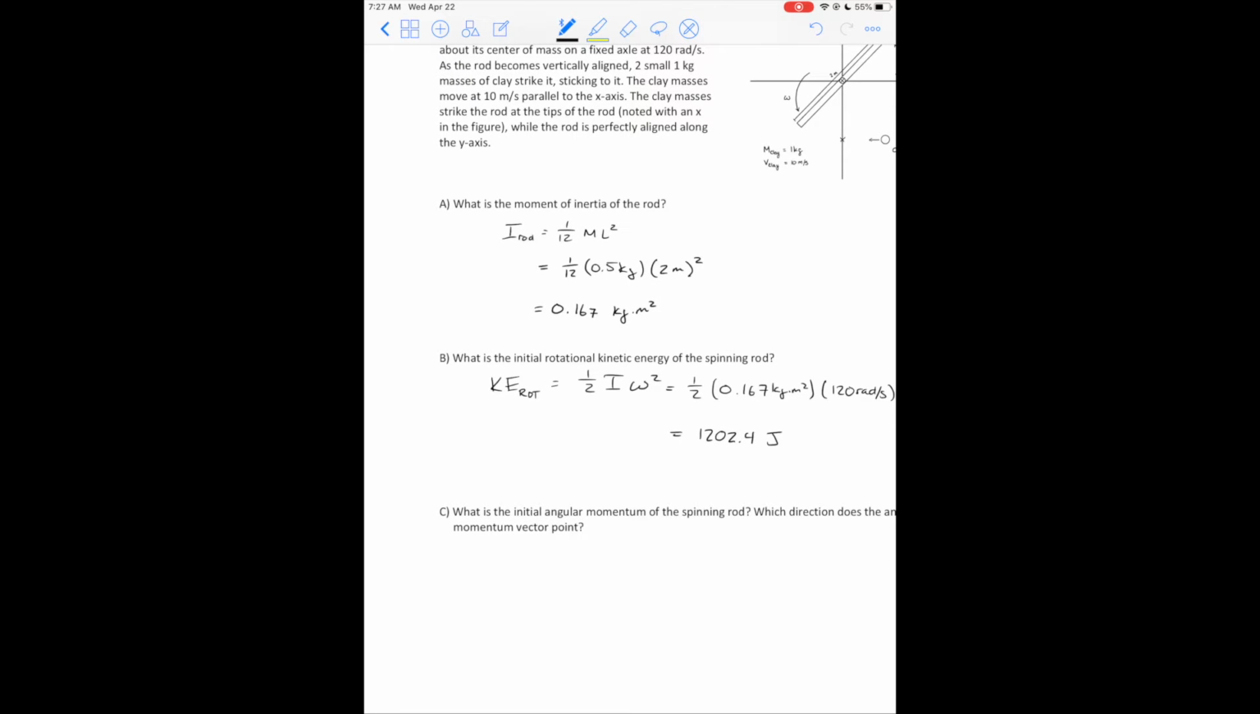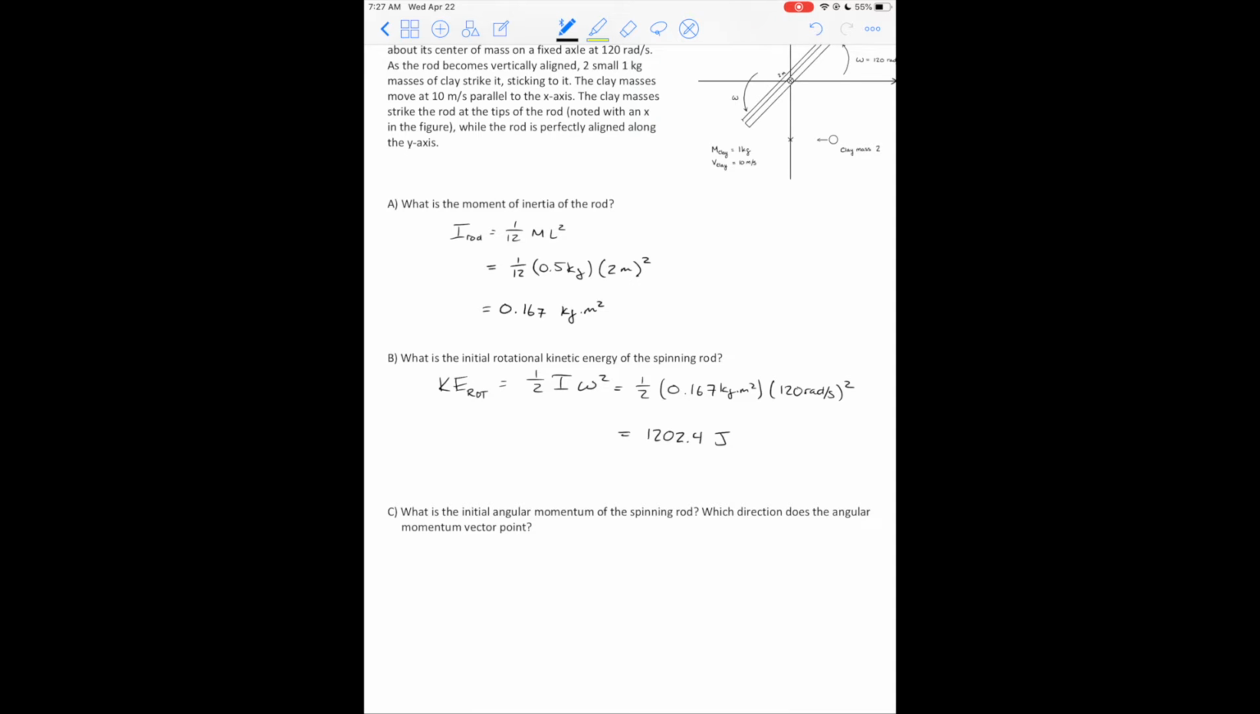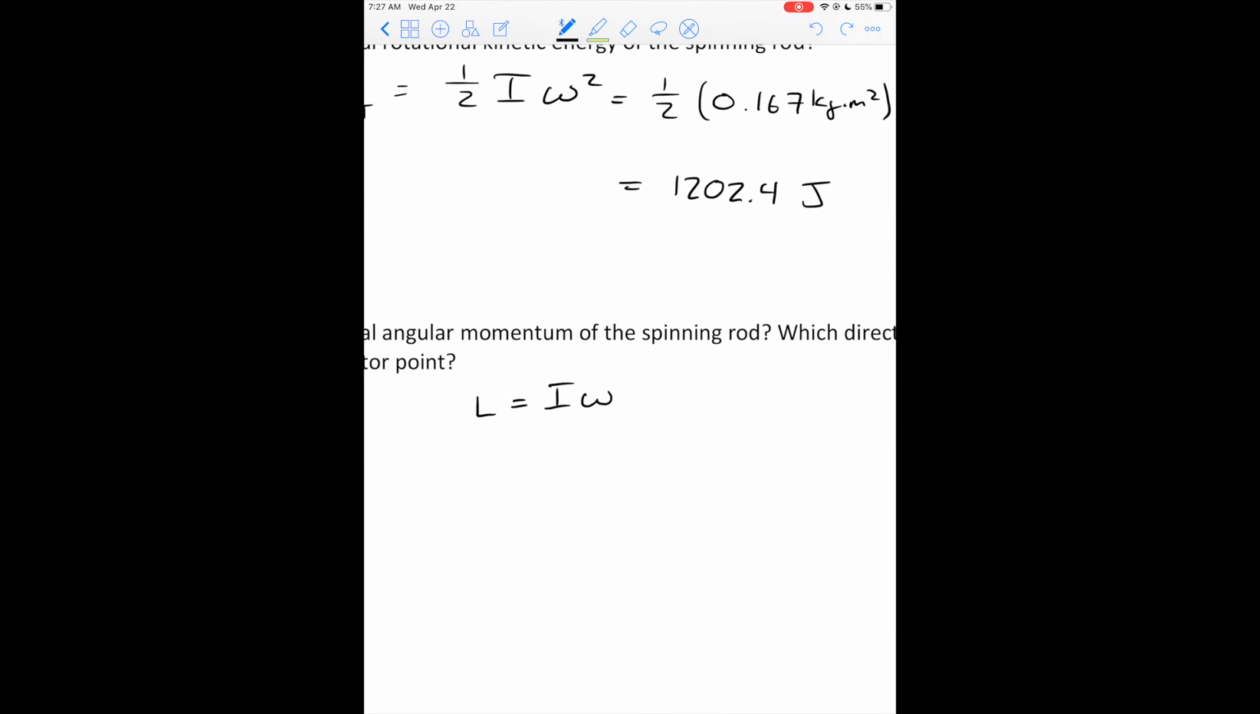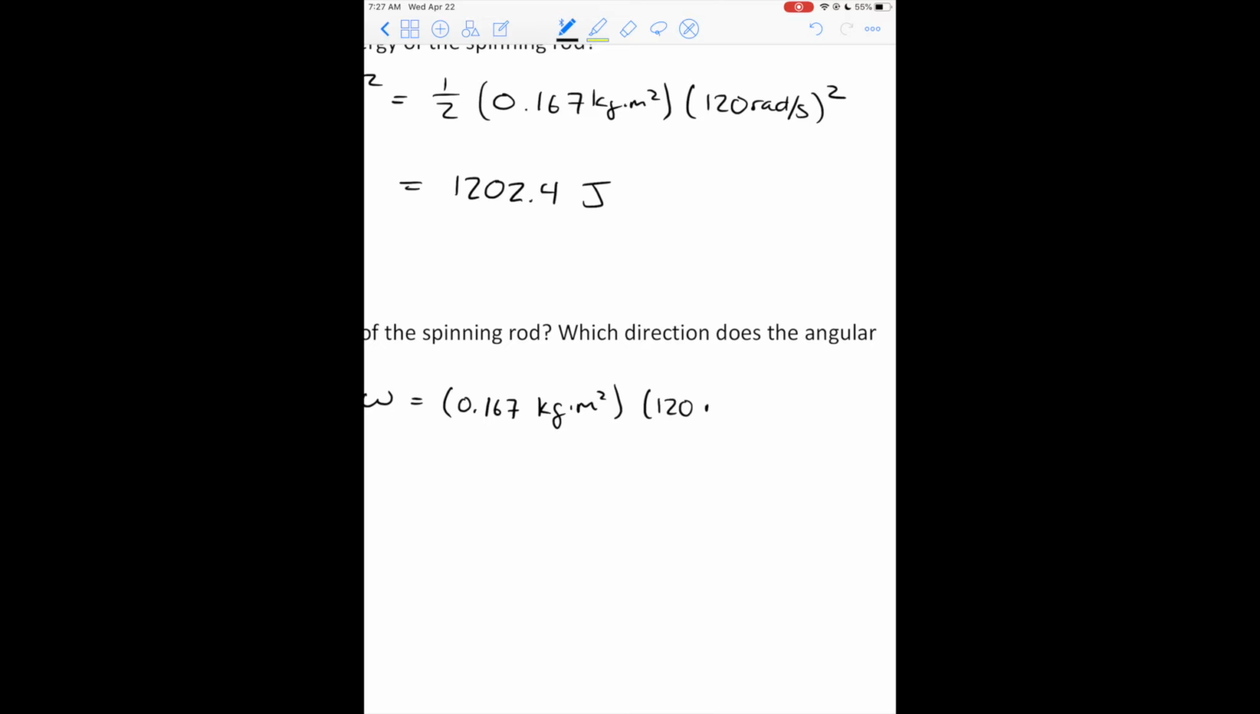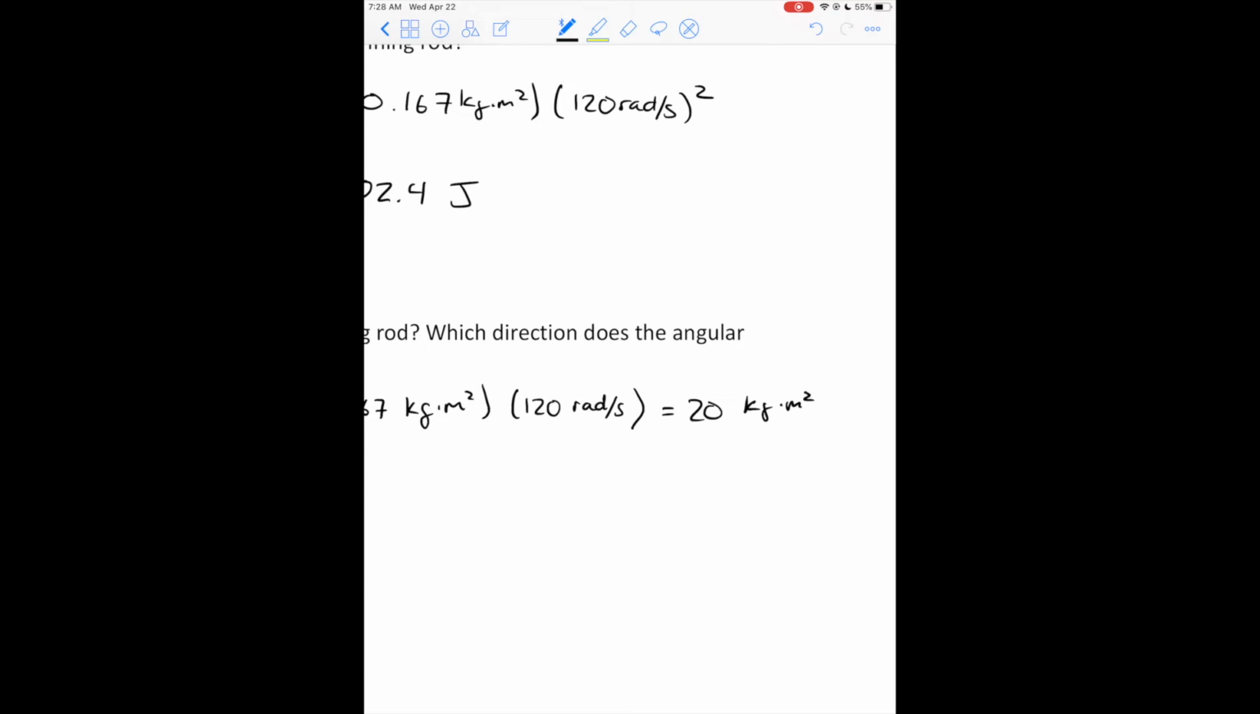What's the initial angular momentum of the spinning rod? Which direction does the angular momentum vector point in? So angular momentum is going to be I omega. I'm not actually going to put the vectors on here just yet. It doesn't quite make sense to use r cross p in this case because I have all these minuscule amounts of mass starting to rotate. So I'd actually have to take an integral of the r cross p. Rather, let's talk about I omega, which is equivalent in this case. I'm going to say that it's 0.167 kilogram meters squared times 120 radians per second. That gives me 20 kilogram meters squared per second.